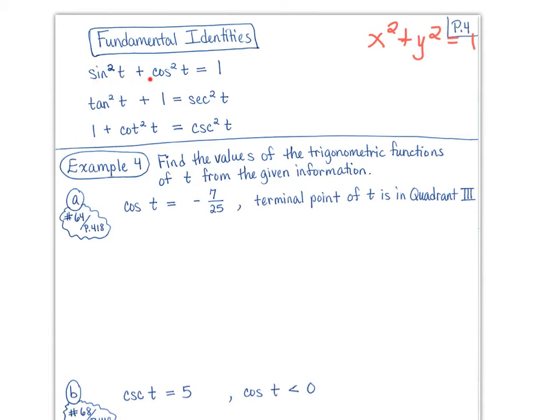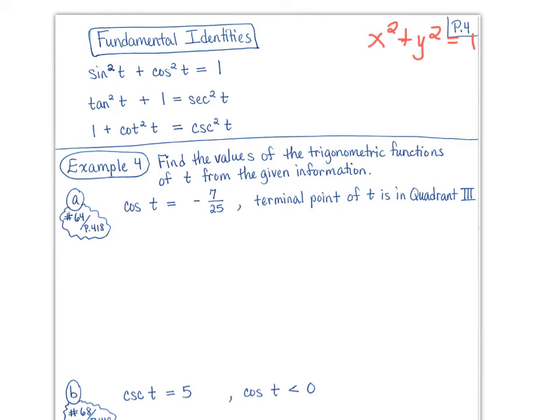Dividing everything by sine squared of t. Very good. Dividing everything by sine squared of t gets you this identity. So if you know one, you can find the others. Okay? So now what we're going to do is find the values of the trigonometric functions of t from the given information. And it's going to require us to use the fundamental identity here.